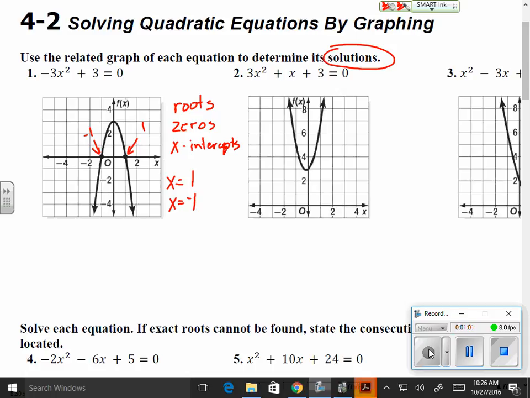On problem number 2, this parabola does not reach the x-axis. It turns around before it gets there. And in that situation, since it has no x-intercepts, it will also have no solutions.